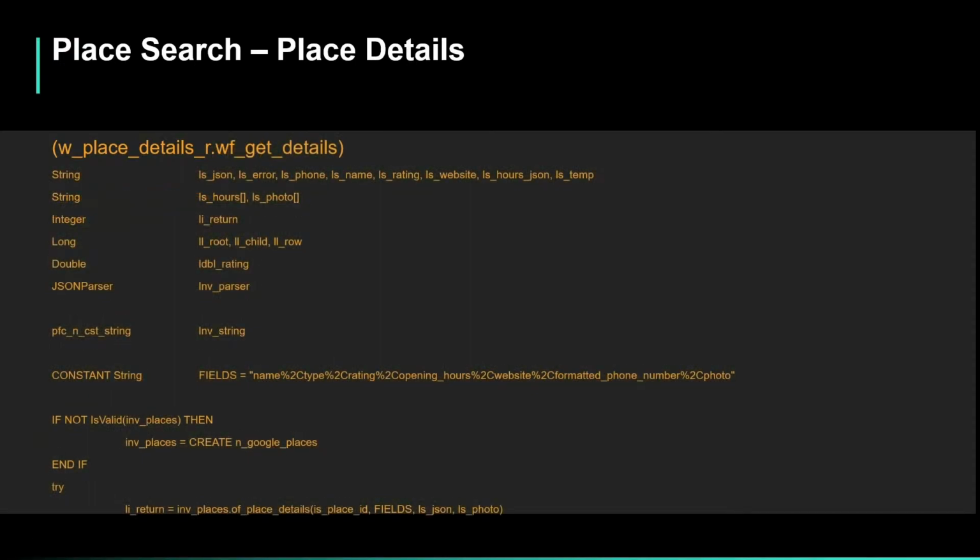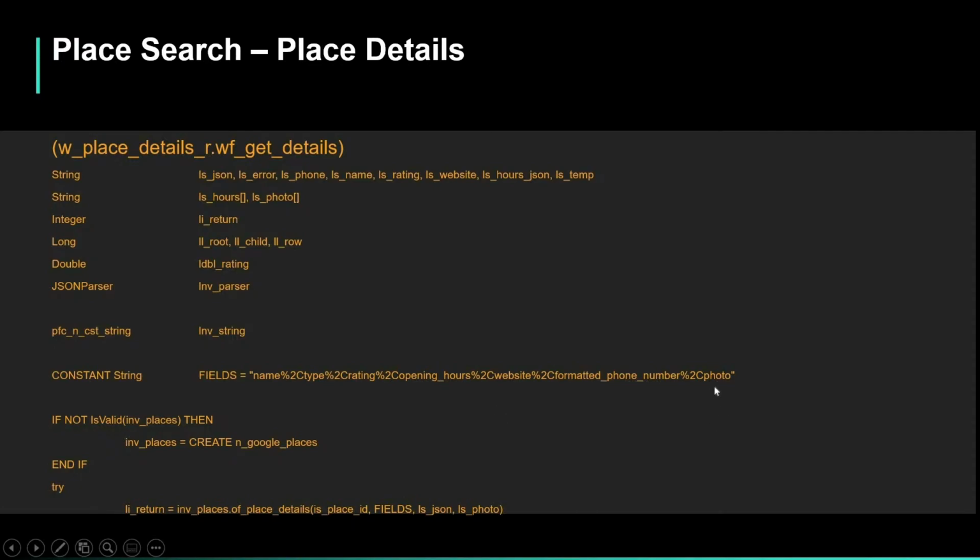Here's wf_getDetails. Got our variables. We use the JSON parser. Here's where I use the PFC and CST string. And that's an auto instantiate, so you don't have to create it. We tell what fields we want. In this case, we're going to do some more fields for the detail. We want name, type, rating, opening hours, website, formatted phone number, and photo.